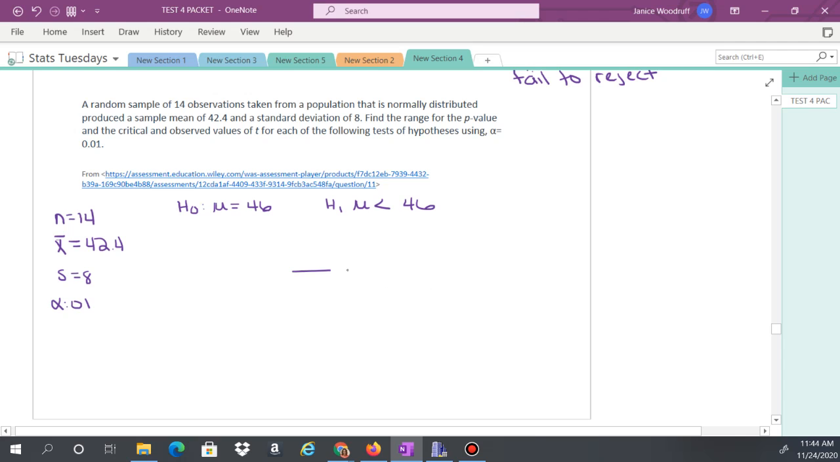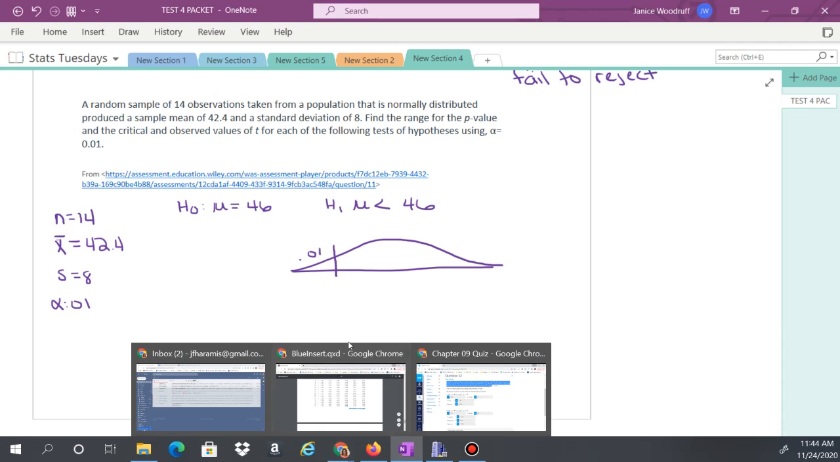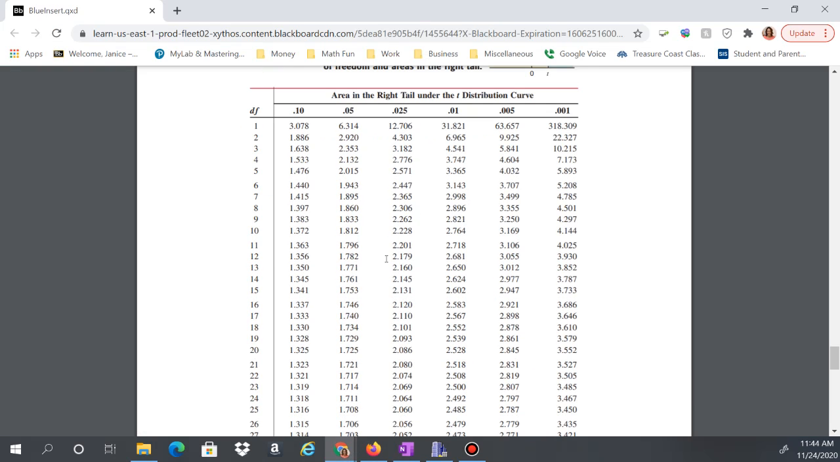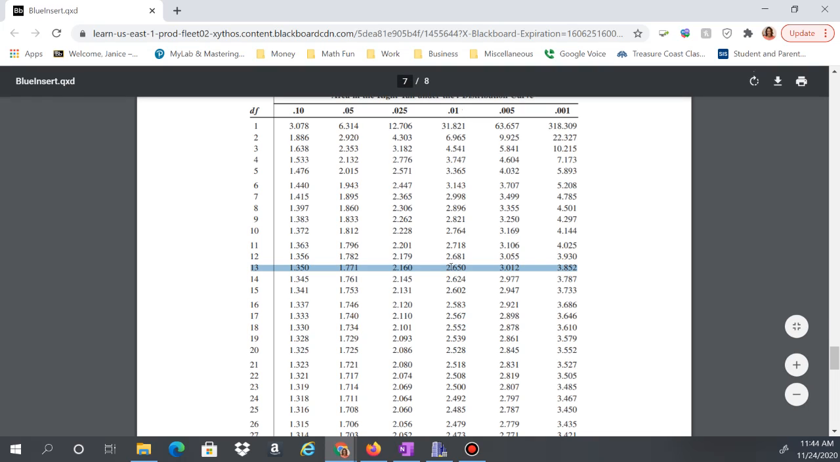Okay, if I am drawing my curve here, we are left-tailed, significance 0.01. We want the t value that corresponds to this. So we have degrees of freedom 13, and 0.01 in the area under the curve. So 2.650 is going to be that critical value.